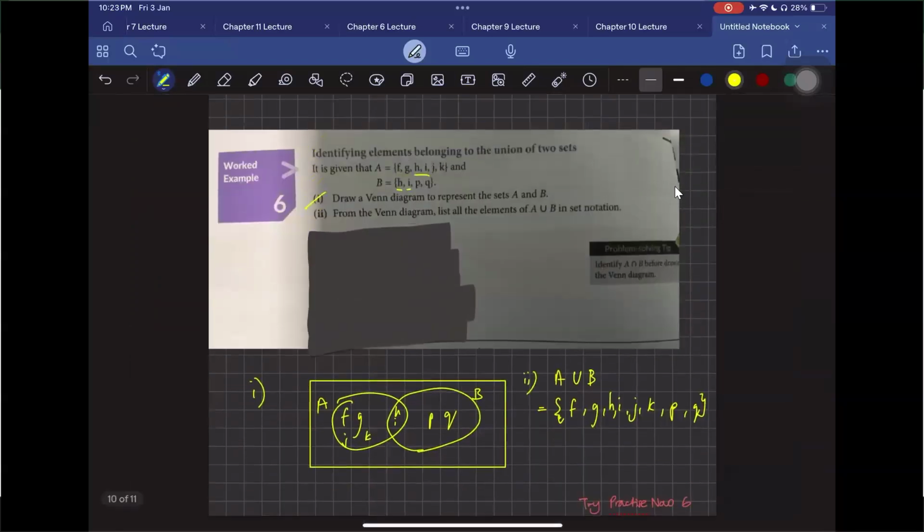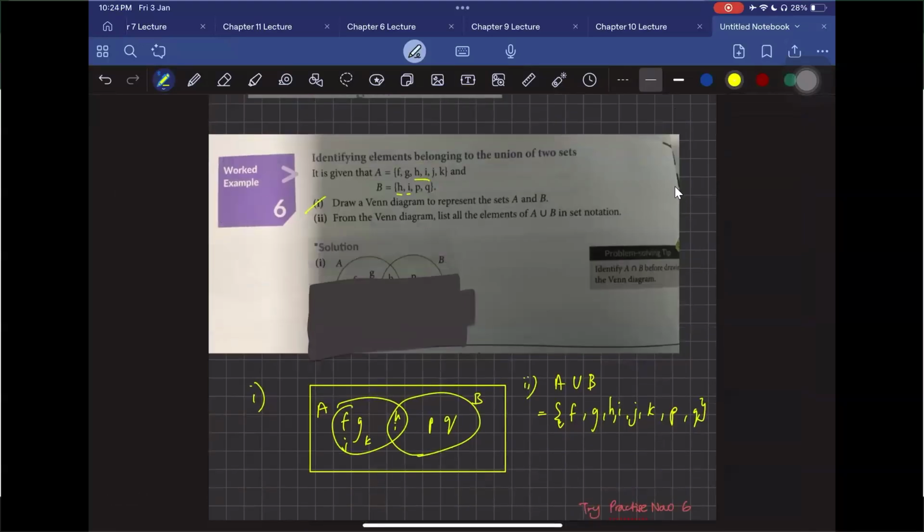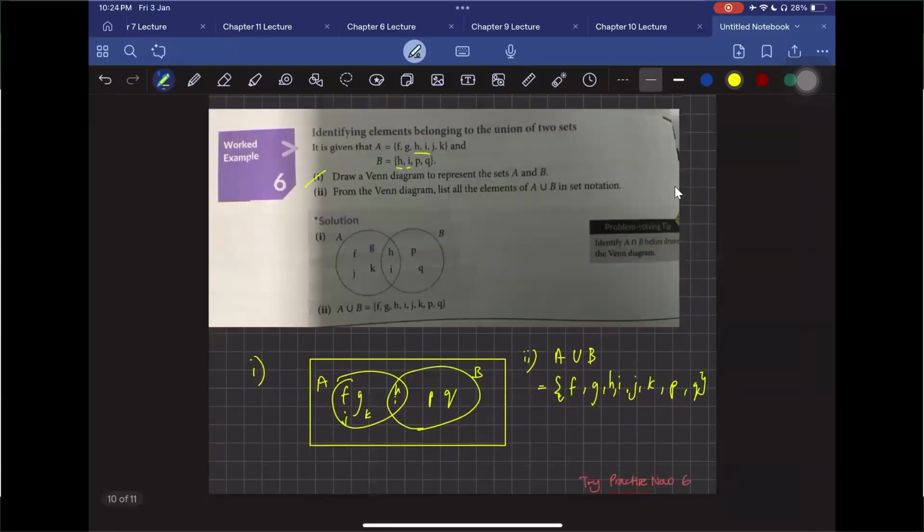Until this point, if you have any questions, do ask me. Otherwise, do try out practice 6. Okay, let's check the answer. This is how it should look like.